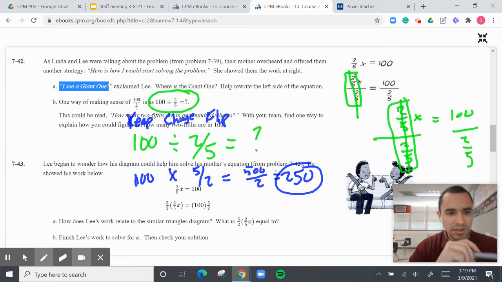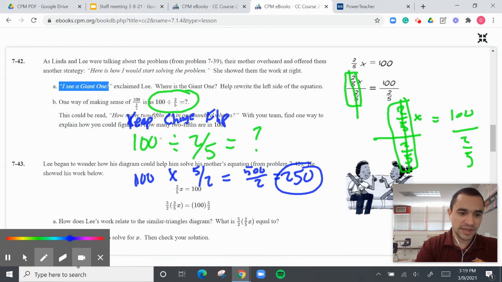That's one way. You can explain how many 2/5 are in 100. All right, so there's 250 total miles for our trip. So that's one way you can do that. Yeah, that's pretty much what I would do in terms of that.